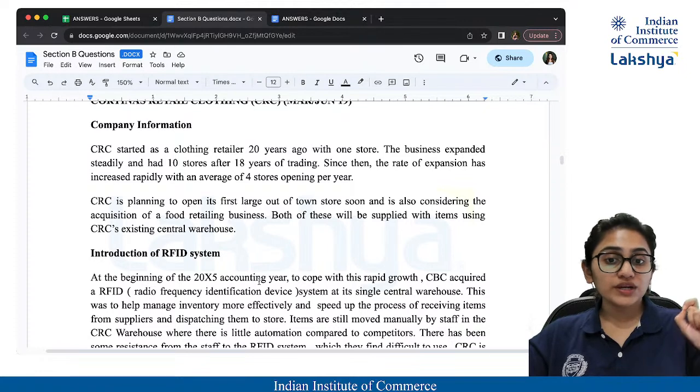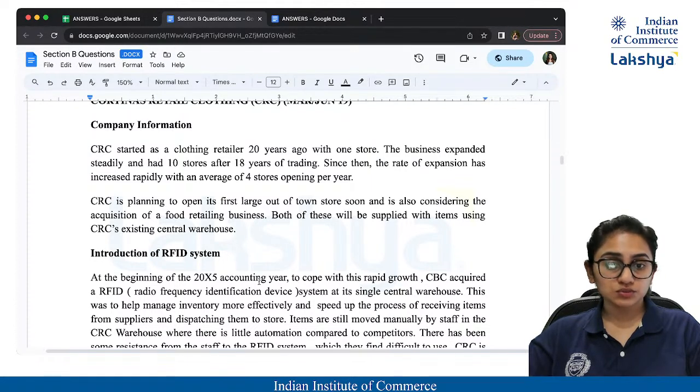So in 18 years, that is approximately every 2 years, they opened one store. Since then, the rate of expansion has increased rapidly with an average of 4 stores opening per year. CRC is planning to open its first large out-of-town store soon and is also considering the acquisition of a food retailing business. Both of these will be supplied with items using CRC's existing central warehouse.